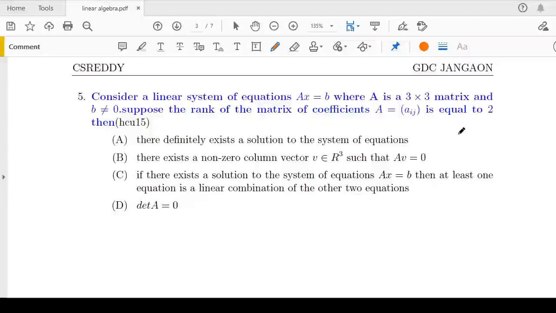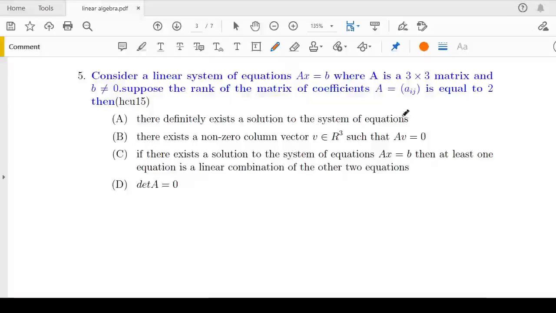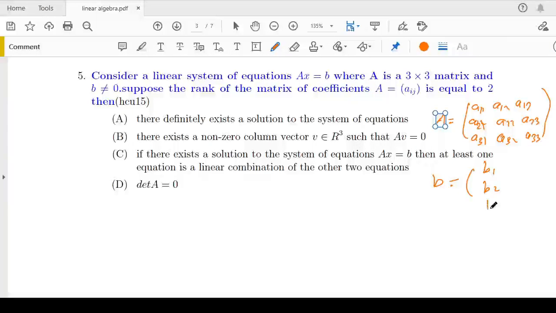Given that A is a 3 by 3 matrix of rank 2, A is equal to the matrix with rows A11, A12, A13; A21, A22, A23; A31, A32, A33, and B is equal to B1, B2, B3. Also given that the rank of A is equal to 2. That means after reducing A into echelon form, the third row is 0.